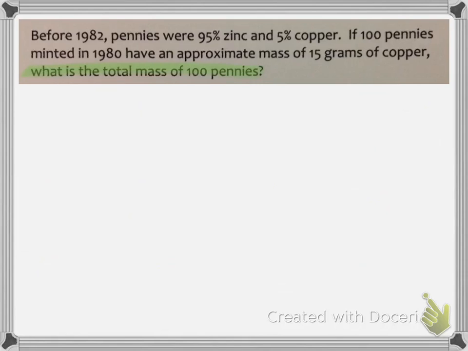It may be important to note that we are looking at copper. We don't need anything that has to do with zinc. So I'm going to cross out the zinc because I don't need to know that. It's going to confuse me. I don't want it to mess me up. I might use it on accident. So I'm going to cross it out. So the only numbers that I have to do with copper: 5% copper, 15 grams of copper.